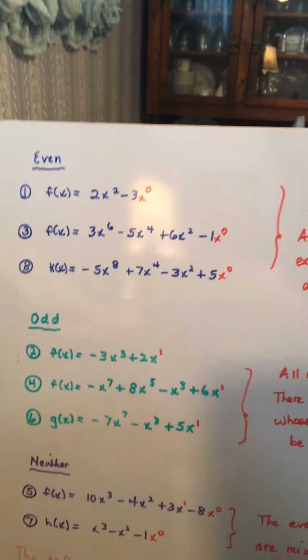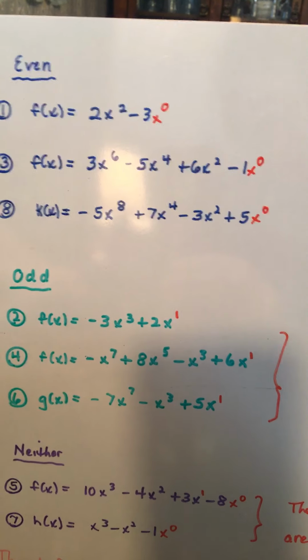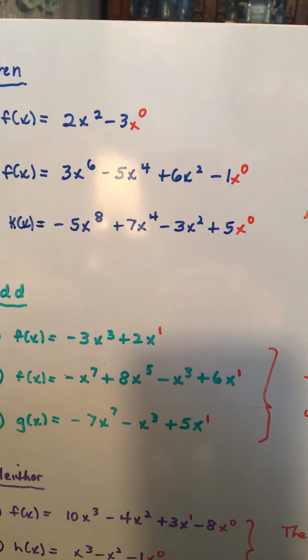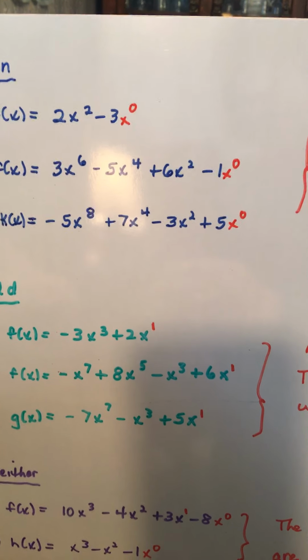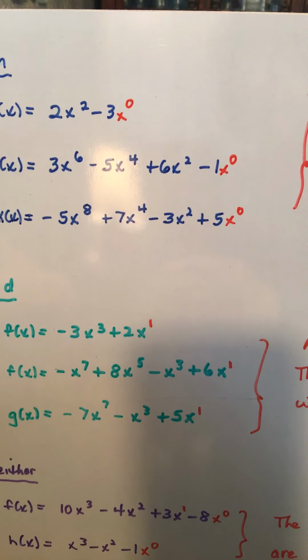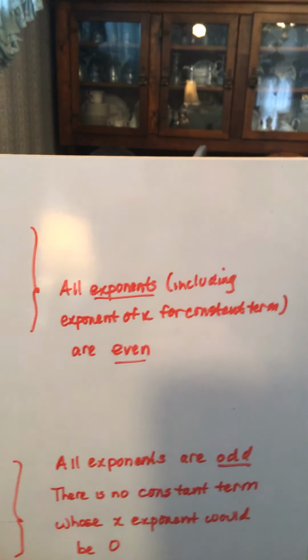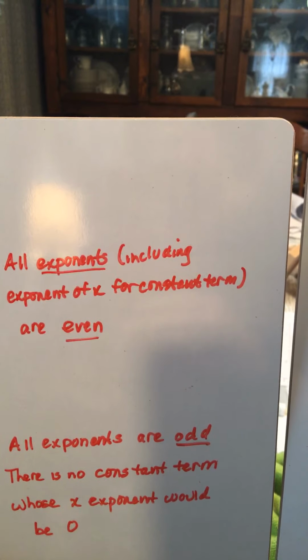Okay. So notice I've got all my evens here together. I put on x to the 0, and I want you to look closely at every exponent. In the first one, 2 and 0. In number 3, 6, 4, 2, 0. In number 8, 8, 4, 2, 0. We see that all exponents, including the constant one, which is really a 0 power, are even.